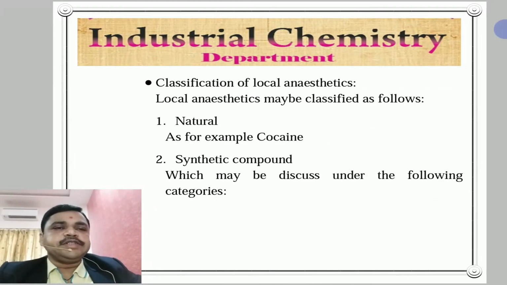Now, classification of local anesthetics. Local anesthetics may be subclassified into the following two groups: natural local anesthetics and synthetic local anesthetics. Natural local anesthetics, as for example cocaine. Cocaine is the well-known example of natural local anesthetics, and synthetics, which may be discussed under the following categories.